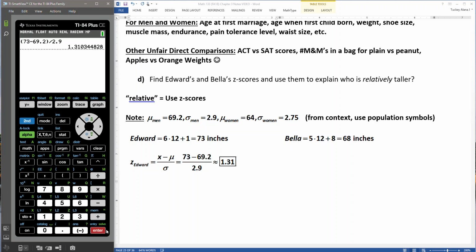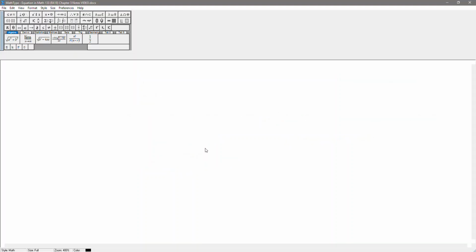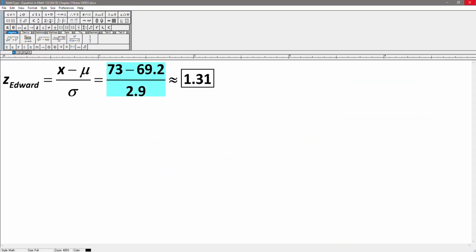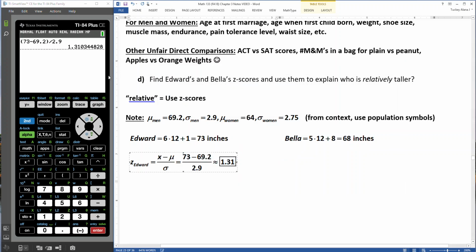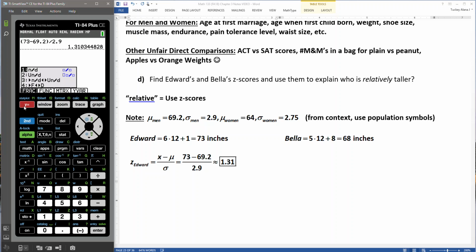I cannot stress this enough. Use the parentheses. This numerator here is grouped together as far as mathematics is concerned. That is a parentheses. This big old division bar right there, that's a parentheses. It's a grouping symbol. So use parentheses when you do that calculation. Or you can use, if you have a TI-84, alpha F1, pick number 1, numerator over denominator, take 73 minus 69.2, use your downward arrow, type 2.9, enter, and there you have it.